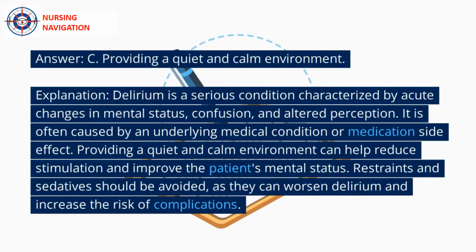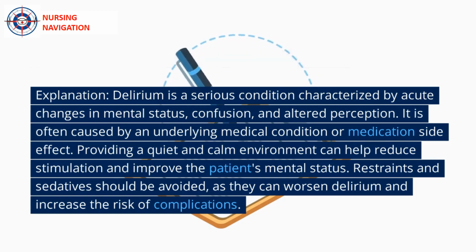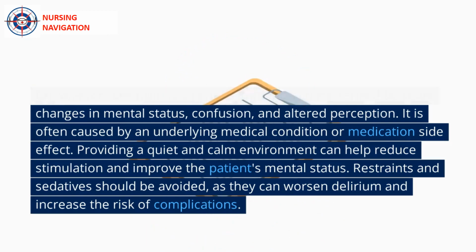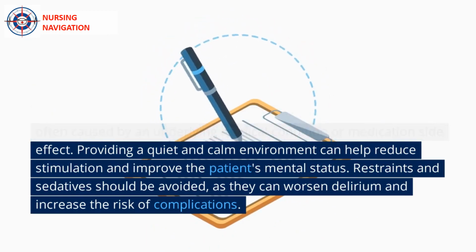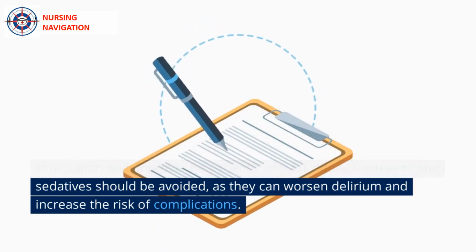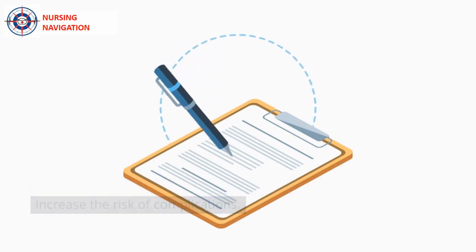Explanation. Delirium is a serious condition characterized by acute changes in mental status, confusion, and altered perception. It is often caused by an underlying medical condition or medication side effect. Providing a quiet and calm environment can help reduce stimulation and improve the patient's mental status. Restraints and sedatives should be avoided, as they can worsen delirium and increase the risk of complications.